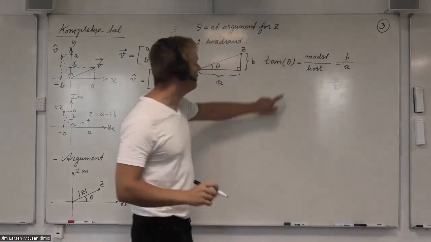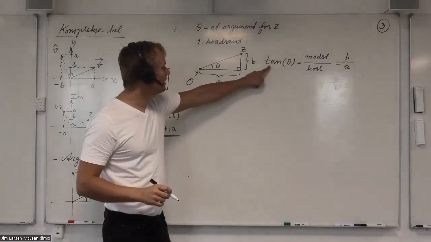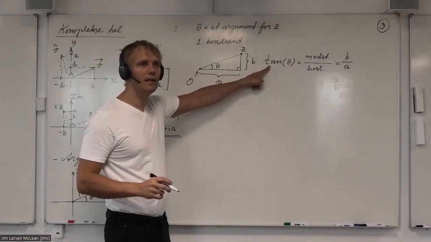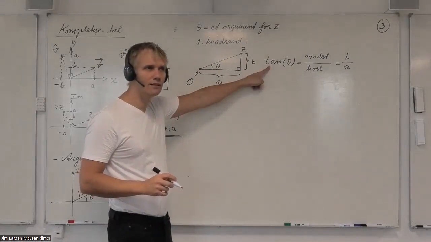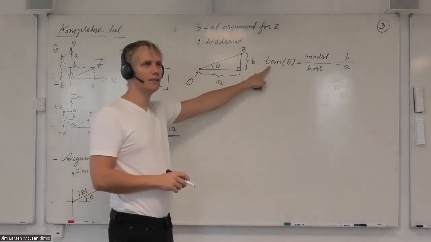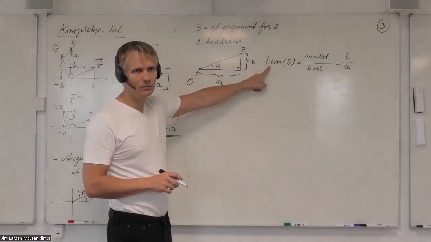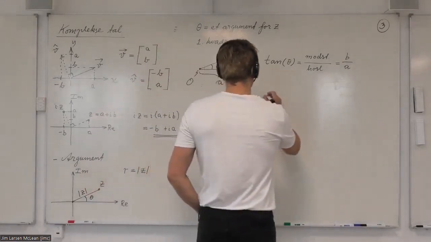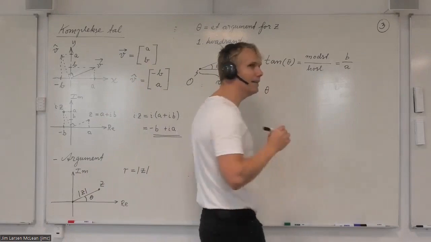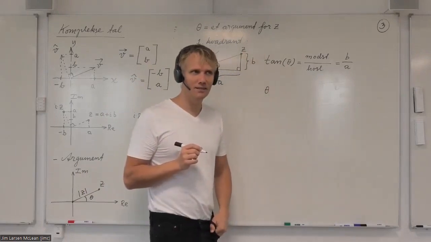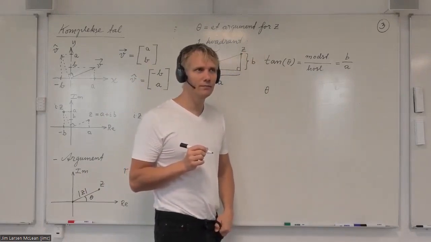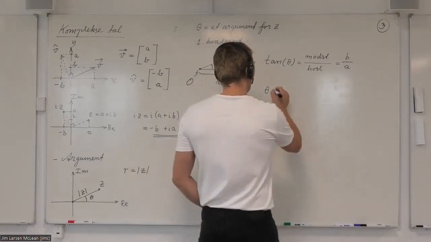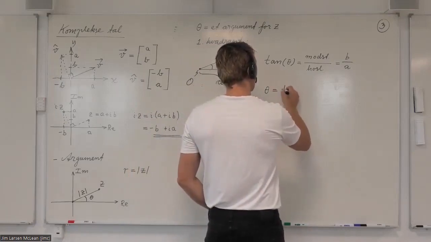And if you want to find the angle, just get rid of the tangent, and you do it by taking the inverse function for tangent, called arctangent, or tangent inverse, as some also call it. So we now have a formula. You can find one argument for a complex number, one of the infinitely many possible ones.